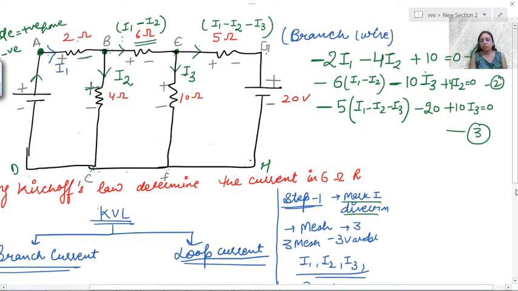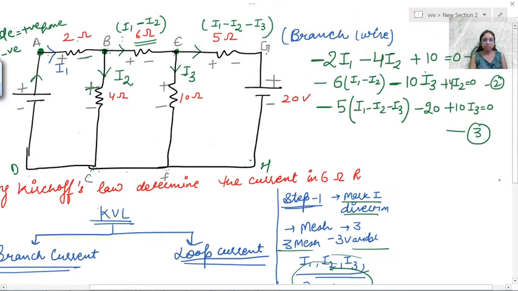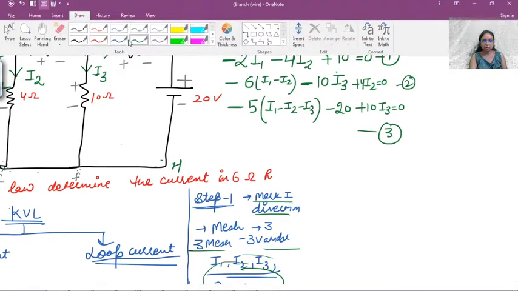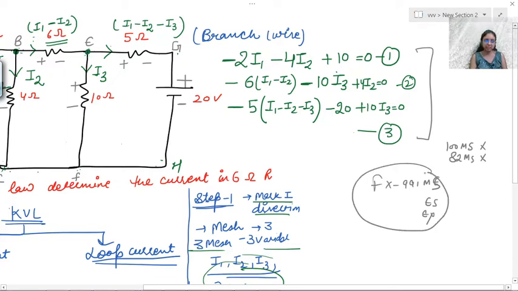Okay, so now what do you need? You have 3 meshes, 3 variables, and you got these 3 equations. You can solve these equations manually, and you can also solve them with the help of a calculator, an fx-991ES or any model with ES or EX. These equations cannot be solved in the 100 MS or the 82 MS. So for solving these equations you need to buy these calculators. Bring your calculator. I'll tell you how to solve these equations in your calculator in the next video.